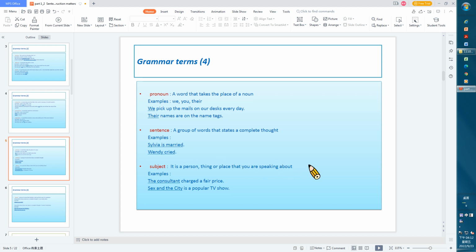Number 12, subject. A subject is a person, a thing, or a place that you are speaking about. For example, the consultant charged a fair price. Sex and the City is a popular TV show. The consultant and Sex and the City are both subjects.